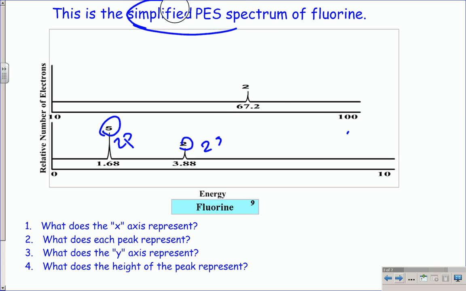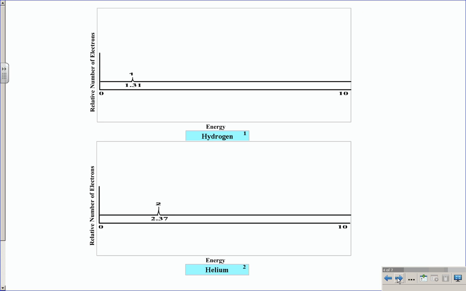Now, one thing to pay attention to, though, is be careful, because I have seen images online where these are flipped and binding energy is on the y-axis and the relative number of electrons is on the x-axis. But this seems to be more consistent with what I've seen with different graphs. Now, I mentioned briefly hydrogen and helium. So what would they look like?